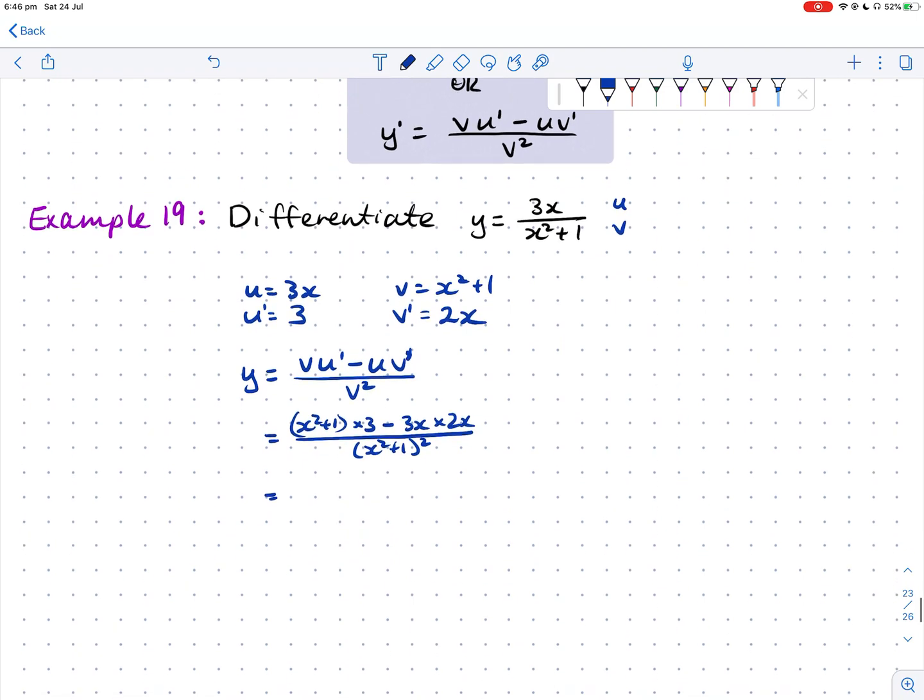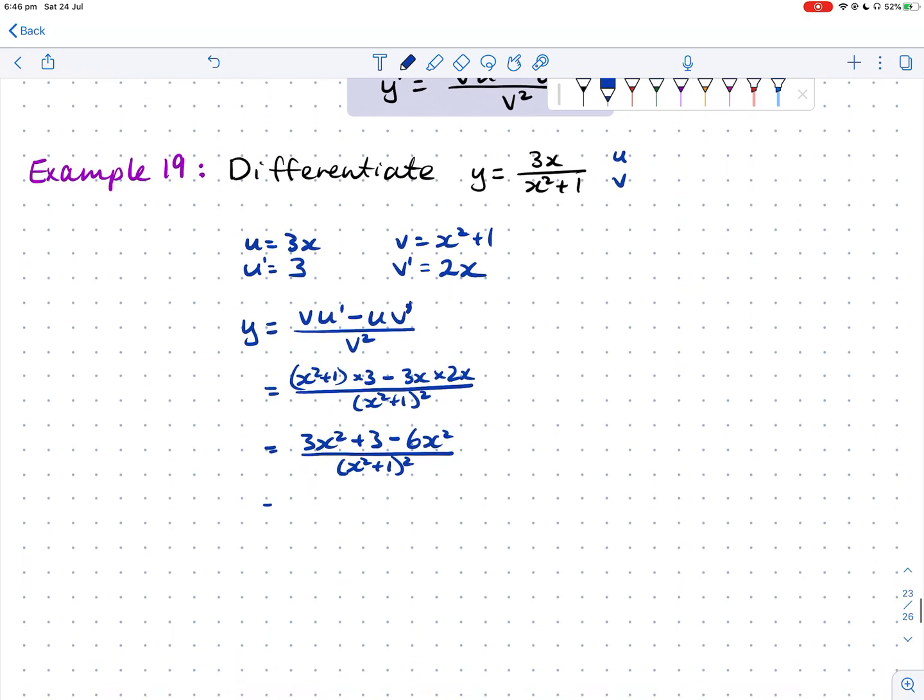We're going to expand and simplify the numerator. So if I expand the 3 in, 3x squared plus 3 minus 6x squared, and that's all over x squared plus 1 all squared. We need to collect like terms. The x squareds are like terms, so we'll bring those together. So that's 3 minus 3x squared over x squared plus 1 all squared.